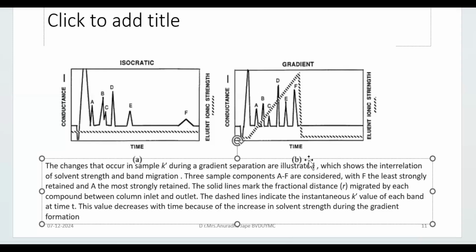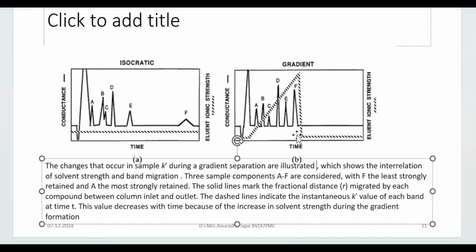And the dashed lines, they indicate instantaneous K prime. What is K prime? In TLC we have talked about it, it is the partitioning coefficient, that is, how the analyte is getting partitioned between the two phases. How much on the stationary phase, how much on the mobile phase. So that K value is going to be dependent on the fractional distance. Just like your RF value in TLC, that RF value is going to tell you how strongly the analyte is interacting with the stationary phase and how the analyte is interacting more with the mobile phase.